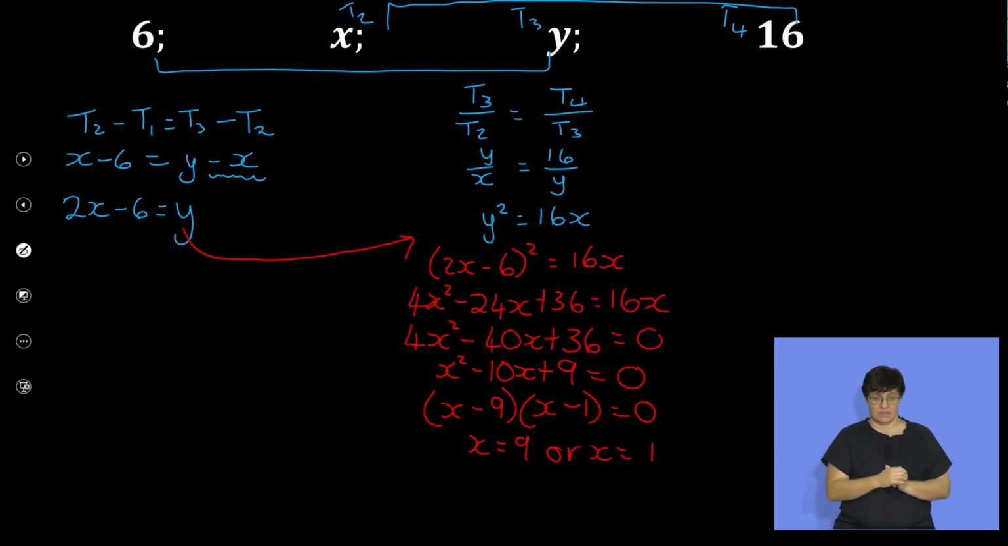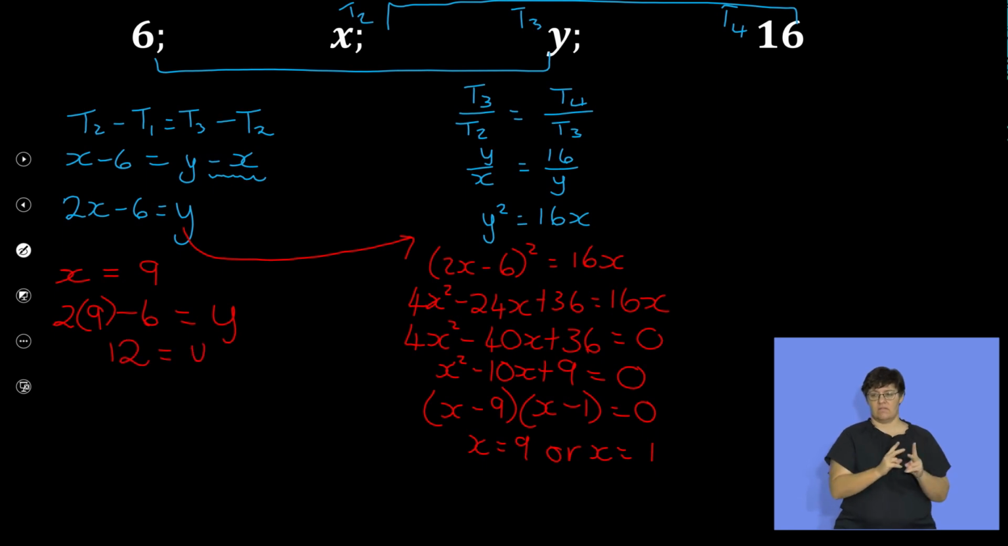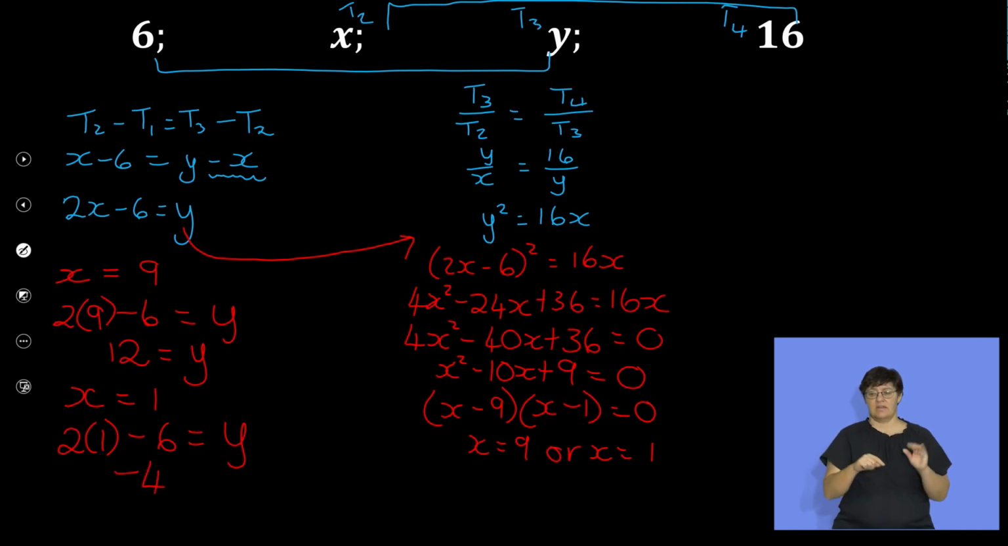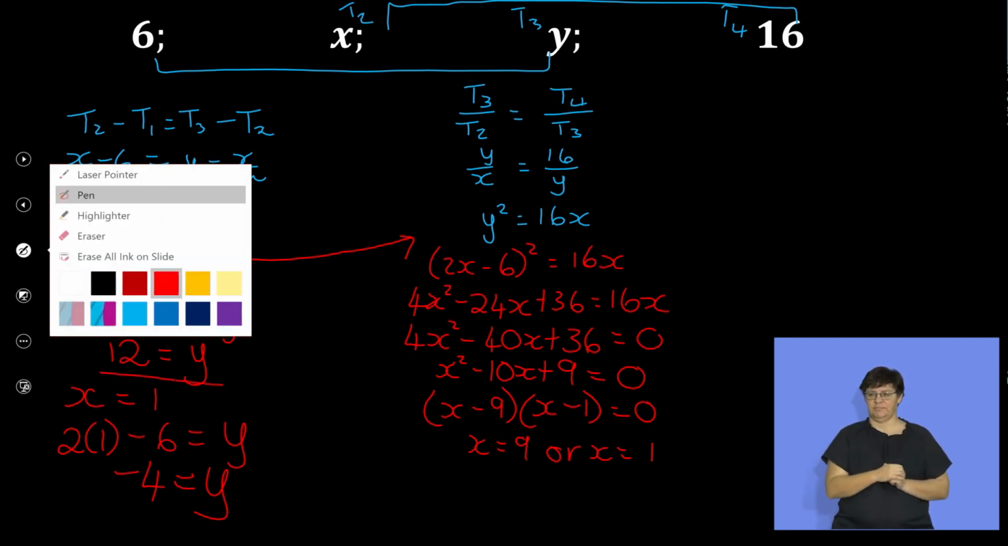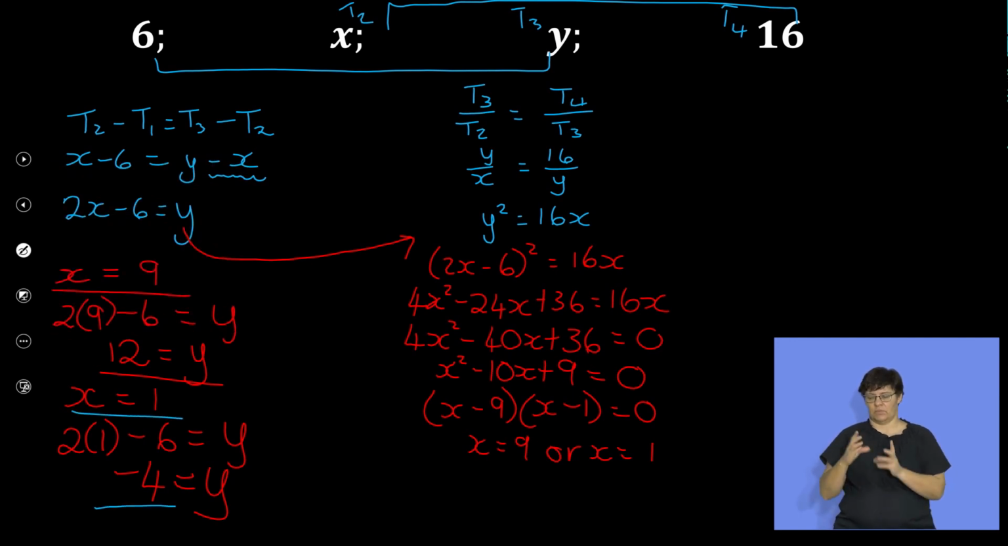I now just need to find the corresponding y values. So when x is equal to 9, I'm going to have 2 times 9 minus 6 is equal to y. So that means that 12 will be equal to y. Then when x is equal to 1, I'm going to have 2 times 1 minus 6 is equal to y, which means I'm going to have negative 4 is equal to y. So we've got the two pairs. x is equal to 9 goes with y is equal to 12, and x is equal to 1 goes with y is equal to negative 4.